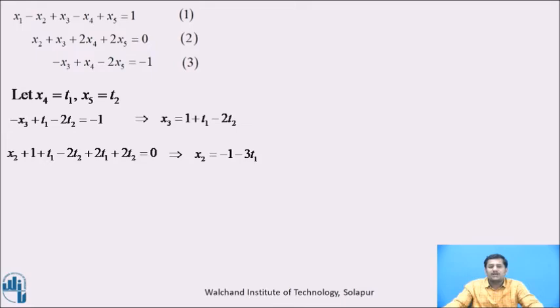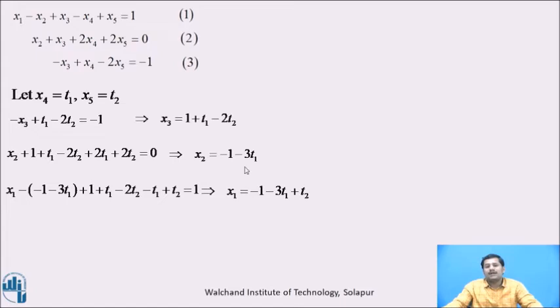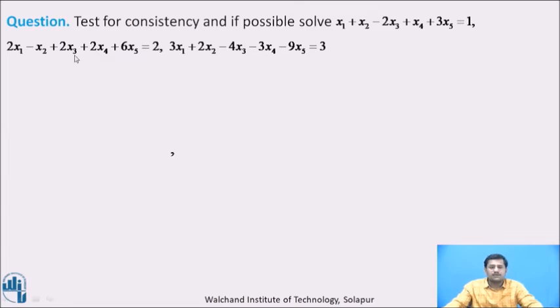And substituting the values of x2, x3, x4, x5 in this equation number 1, we will get this new equation, and solving this for x1, we'll get the value of x1 as minus 1 minus 3 t1 plus t2. So these are the required values of x1, x2, x3, x4 and x5. Let us consider one more problem.